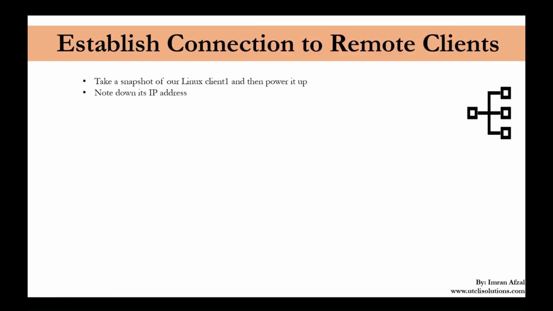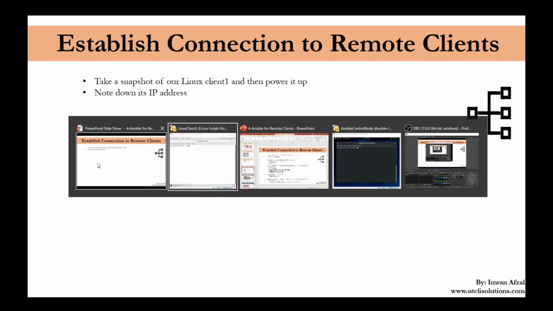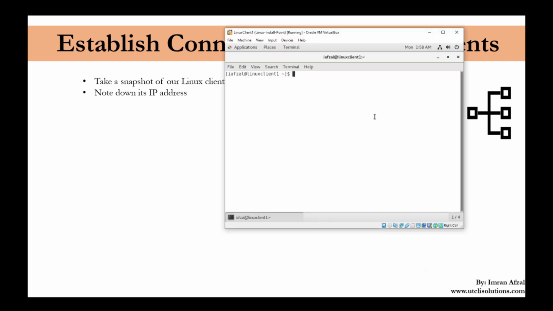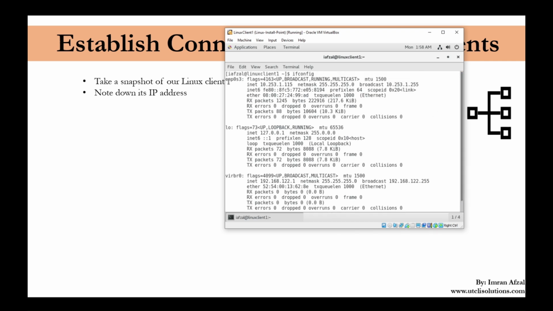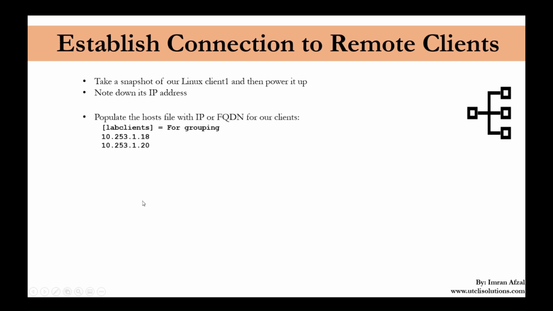Note down its IP address. All right, so let's get its IP. For that, run the command ifconfig and move up a little, and you'll see enp0s3. Its IP address is 10.253.1.115. All right, perfect.